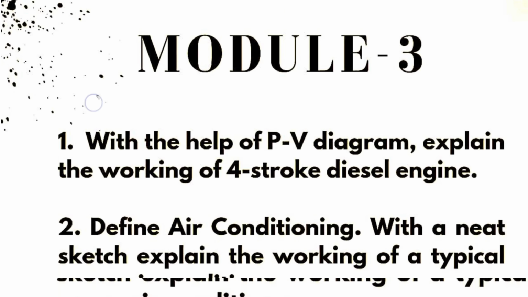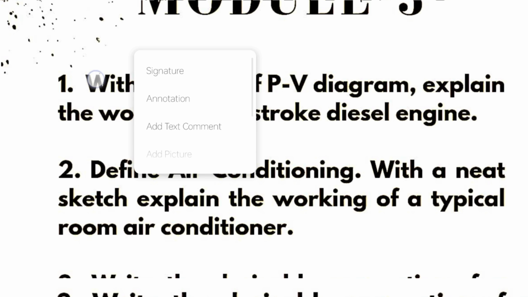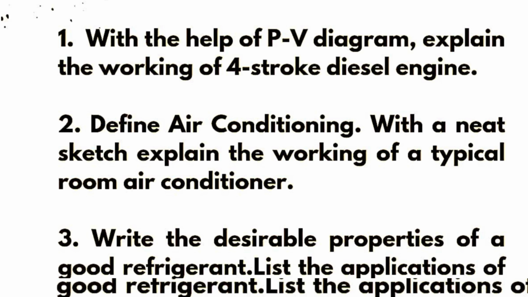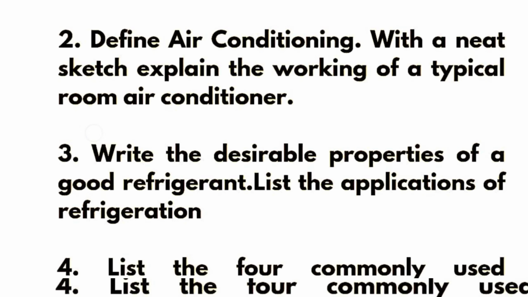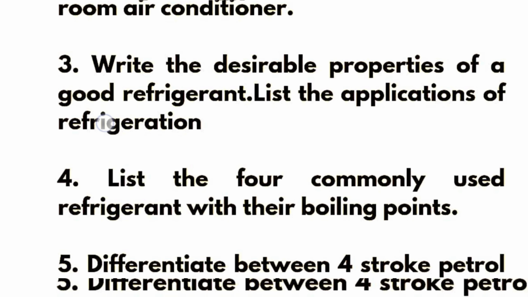Next we have Module 3. With the help of a PV diagram, explain the working of a 4-stroke diesel engine. Define air conditioning; with a neat sketch, explain the working of a typical room air conditioner. Next, write the desirable properties of a good refrigerant and list the applications of refrigeration. This is a frequently asked question.